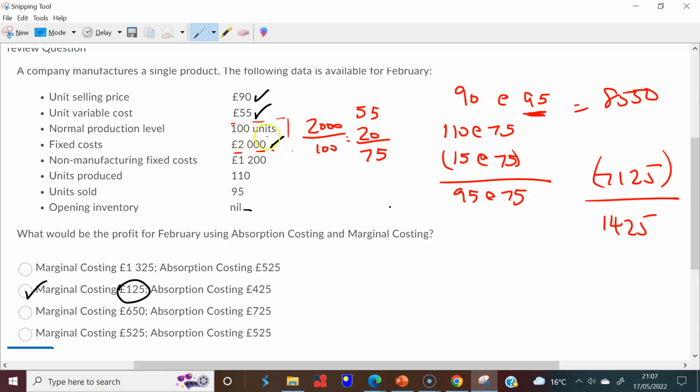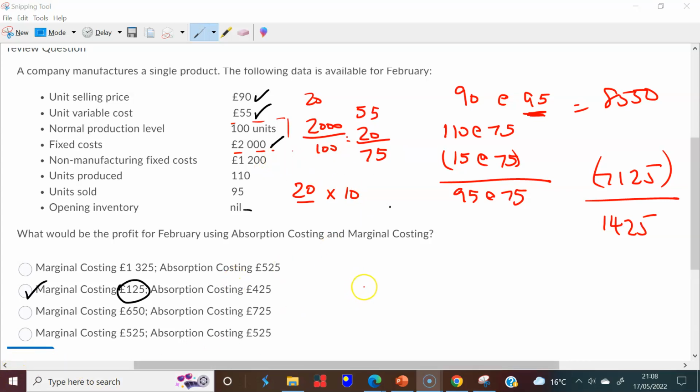this 2,000 over 100 units. So you're assuming £20 is what your fixed cost would be, because you're going to make 100 units. But you made 110 units with fixed costs of 2,000. So you have absorbed an extra £20 on these extra 10 units. So you have an extra cost in here.